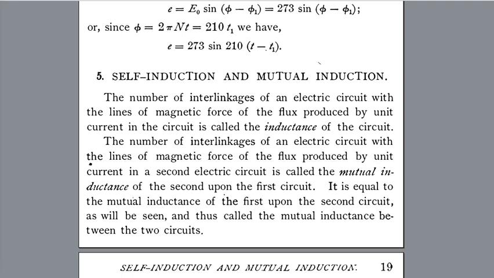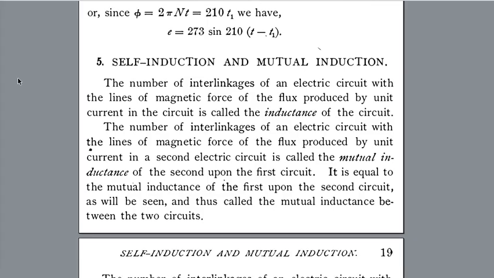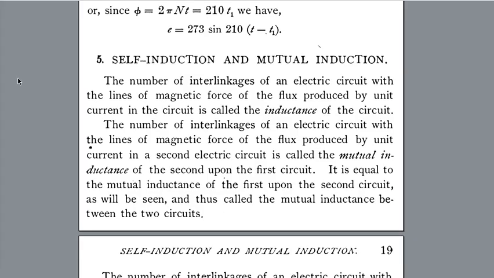5. Self-induction and mutual induction. The number of interlinkages of an electric circuit with the lines of magnetic force of the flux produced by unit current in the circuit is called the inductance of the circuit.